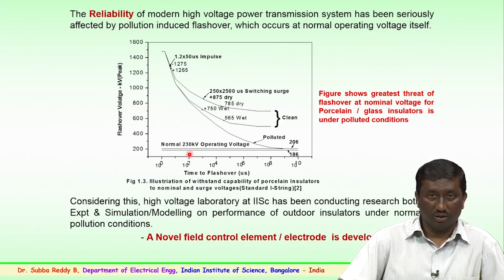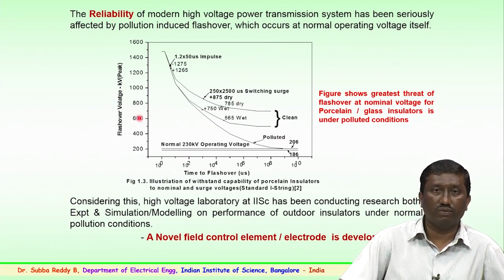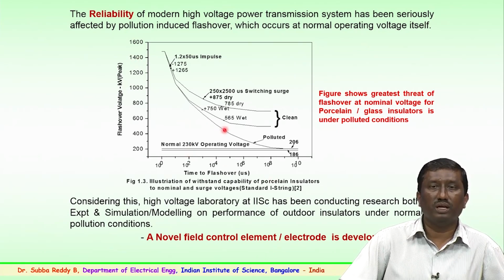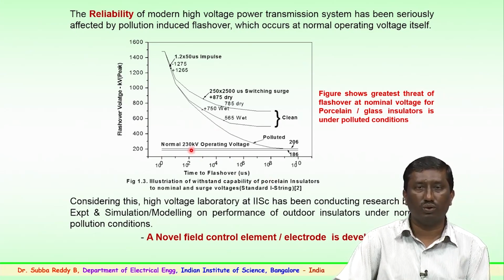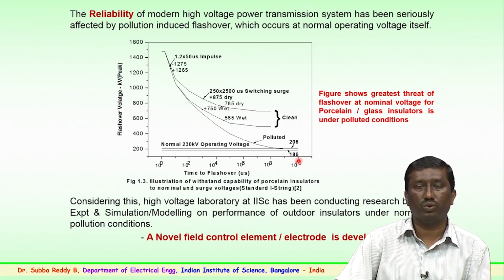Just by looking at the graph, you can see the flashover voltage versus the time of flashover. Here I have shown an example for a 220 or 230 kV operating voltage. 186 kV is the minimum operating voltage for a 220 or 230 kV system. 206 kV is the actual operating voltage.